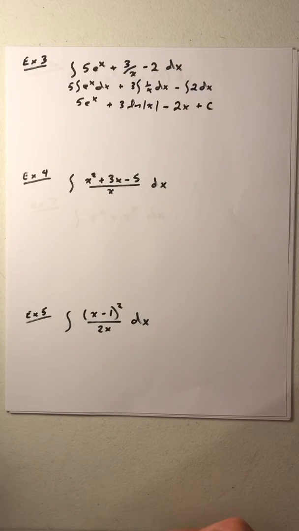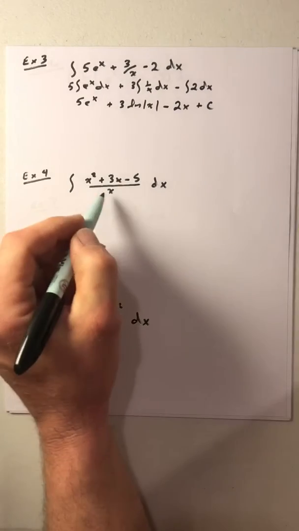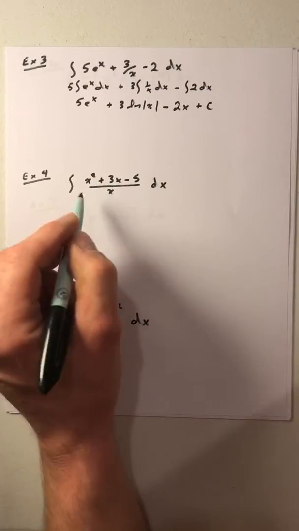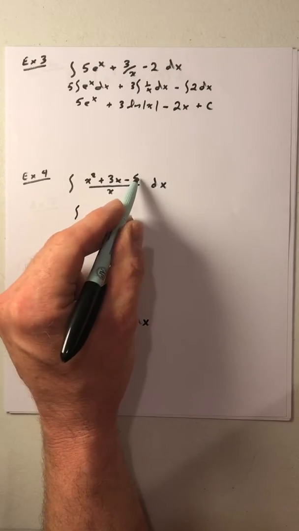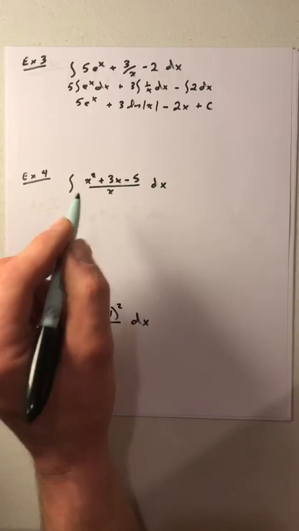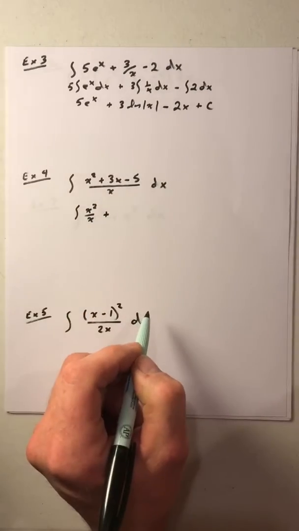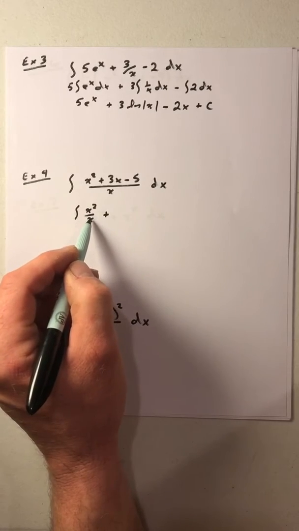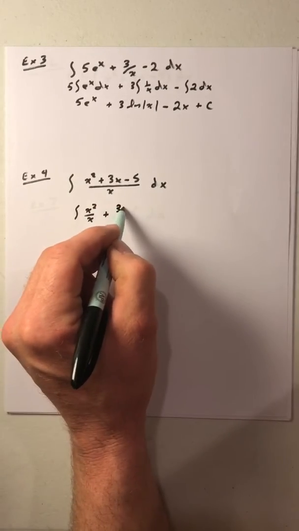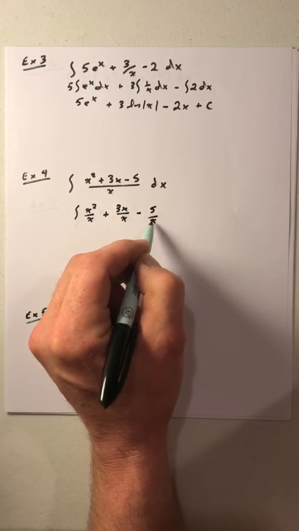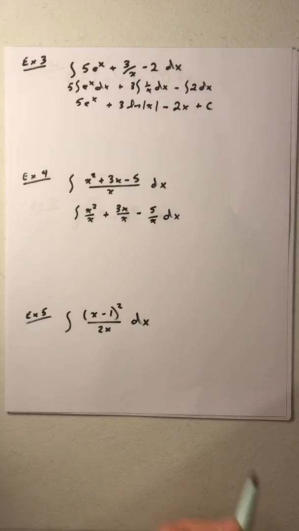It does get a little more complicated when we get a fraction with multiple terms in the numerator divided by an x. But we can again simplify this through our algebra techniques. We can divide this x into each of our terms of the numerator. So we're going to decompose this fraction into its pieces, into single terms. So we have x squared divided by x plus 3x divided by x minus 5 divided by x dx.